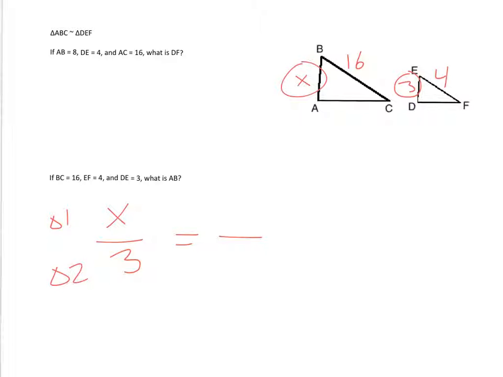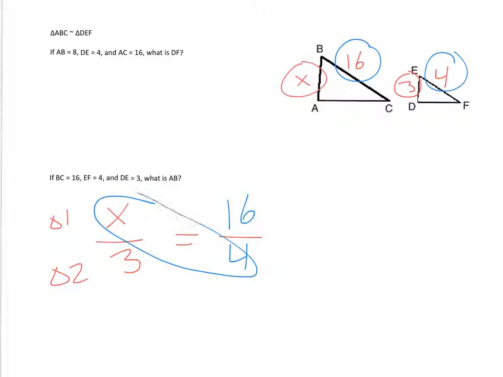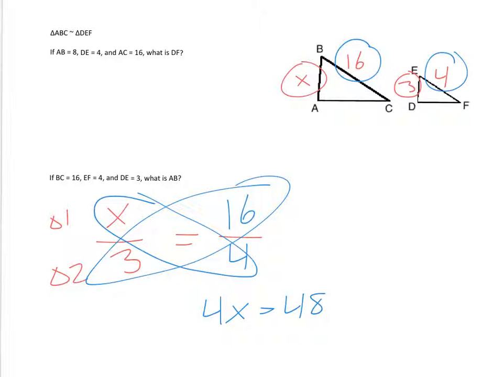Then I want to go to triangle 1 again. I have 16. What is the equivalent of 16 on triangle 2? It's 4. So x over 3 equals 16 over 4. We can cross multiply. X times 4 is 4x. 16 times 3 is 48. So I have 4x equals 48. I divide both sides by 4, and I get x equals 12. So this is 12 if these triangles are in fact similar.